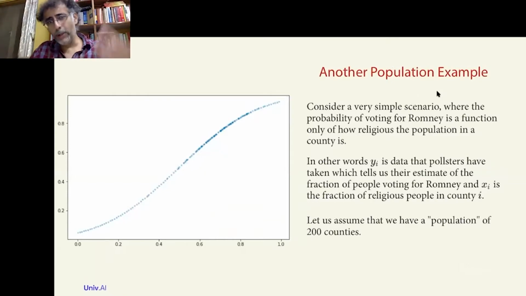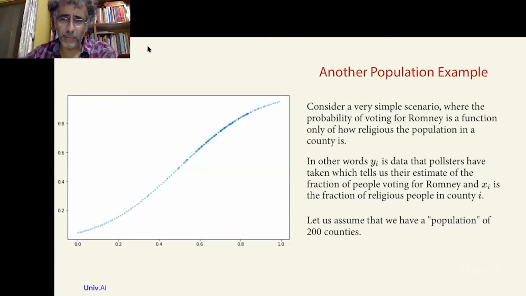Okay, so let me do another example. Consider a very simple scenario in which the probability of voting for Romney, from the 2012 elections in the US, is a function of how religious the population in a county is. X, between 0 and 1, is the fraction of religious people, and Y is the fraction of people who said they would vote for Romney, or vote Republican, but specifically Romney in this case. This is completely cooked up data, by the way, but I'm just trying to motivate this problem.